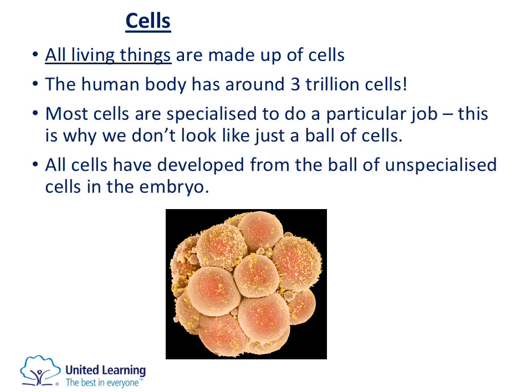So, like I just said, all living things are made of cells. A human body has around 3 trillion cells. Most cells are specialised to do a certain job. So this is why we don't just look like a ball of cells. One cell will become a sperm cell. One cell will become stem cells. One cell will become muscle cells. So cells become different things.